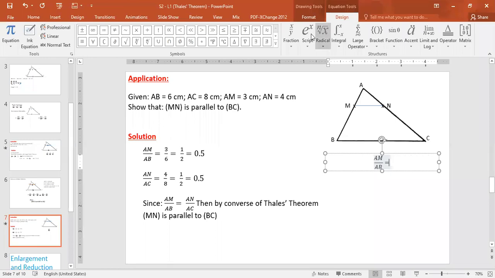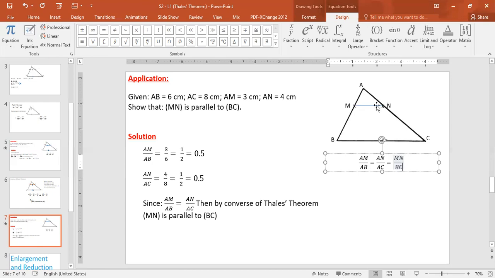I wanted to write these in front of you because I want you to learn these carefully. AN over AC is equal to what? Equal MN over BC. Okay, Fadl, I want to ask you a question. Did I say in my question that MN is parallel to BC, or I want to prove it? No, prove. I want to prove, Fadl, that MN is parallel to BC.